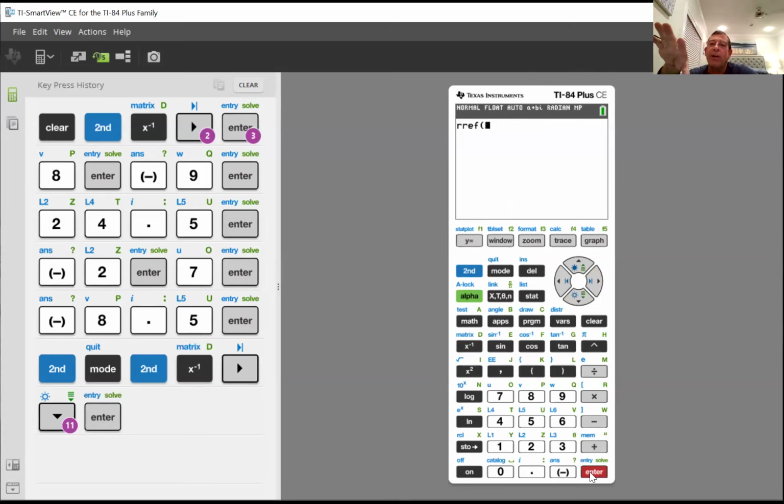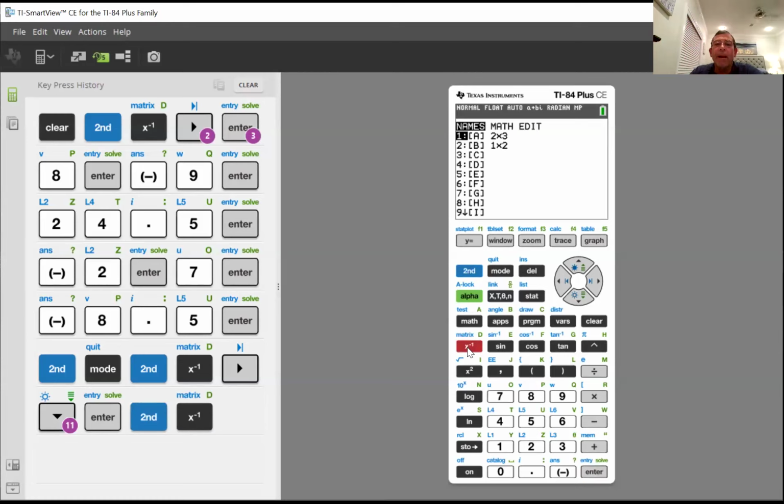That'll bring it to the main screen. So now we're about to reduce the matrix, but guess what? We got to get the matrix. So for the third time, I'm going to hit second, x -1 for the matrix stuff. And number 1 for A, that's where I put my matrix, my 2x3 matrix. So since A is highlighted, I'm just going to hit enter.